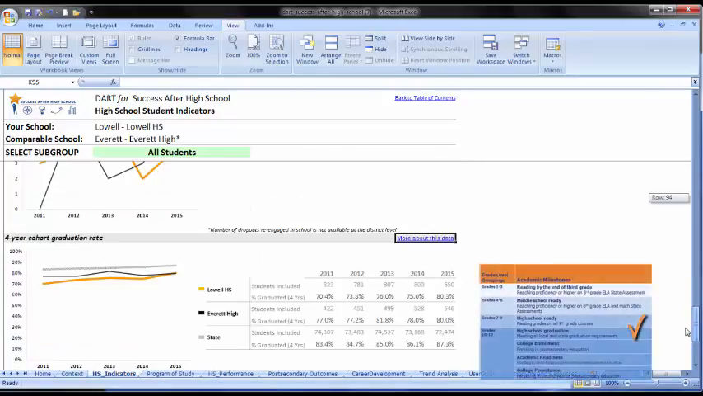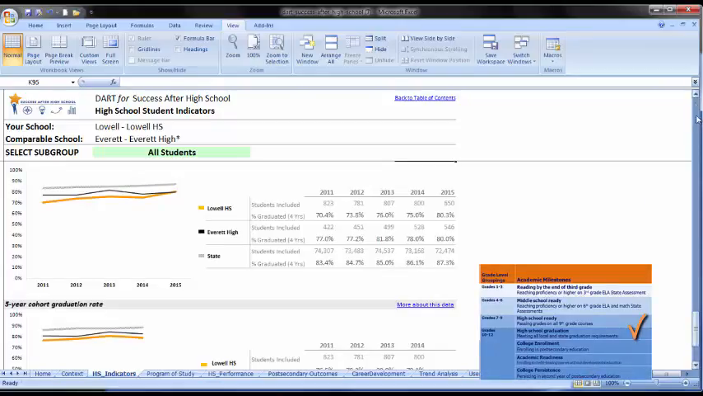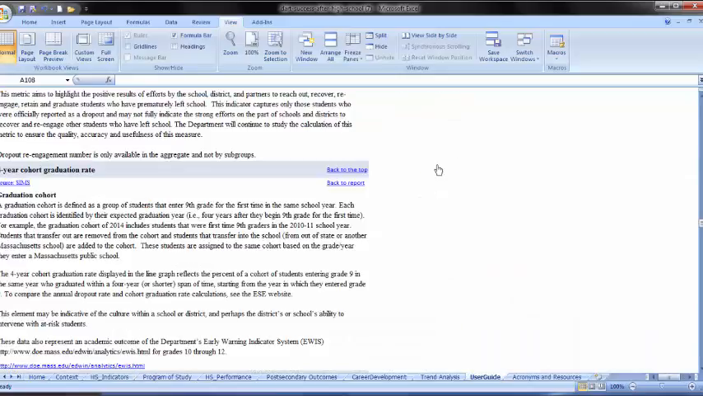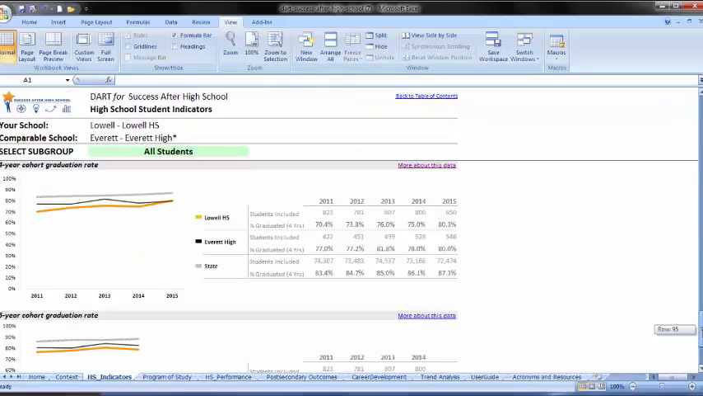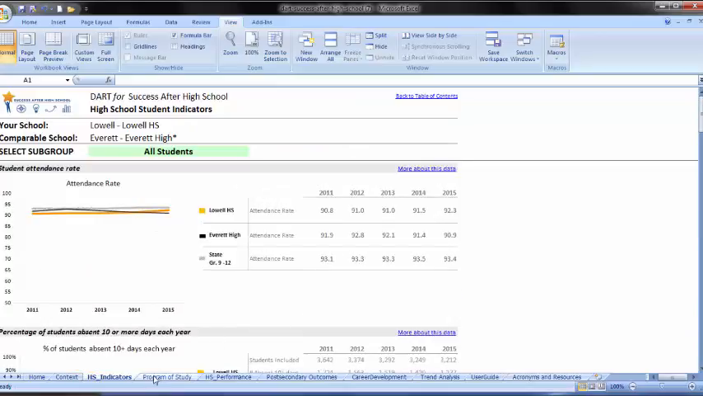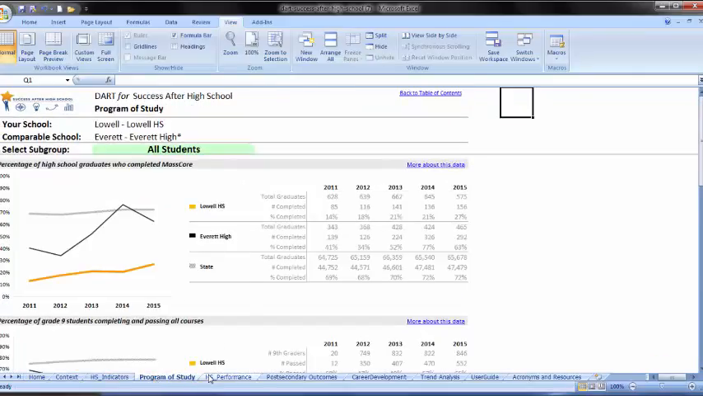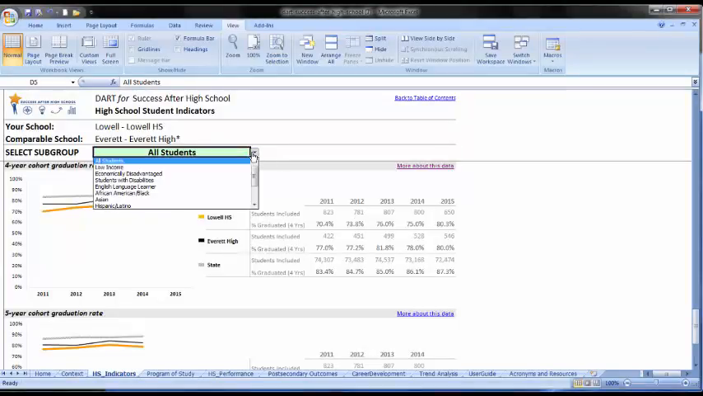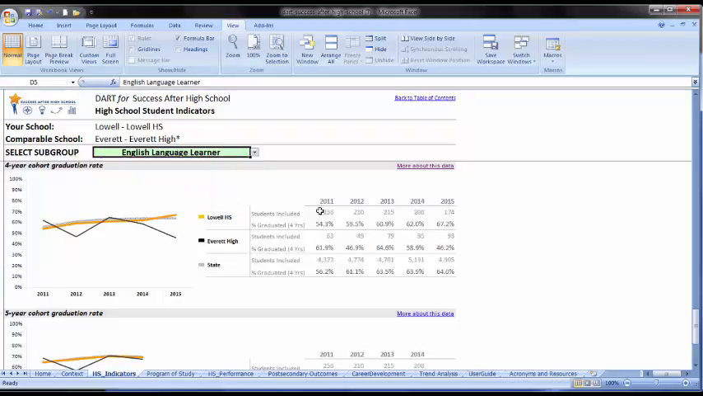Continue scrolling to the 4- and 5-year graduation rates and click on More About This Data to understand where these data come from. Other tabs have more information about the school's program of study and high school performance data, which you can take a look at. And remember that on the Success After High School DART, you can select a particular student population group to examine these data for all students or for any student group that's listed here.